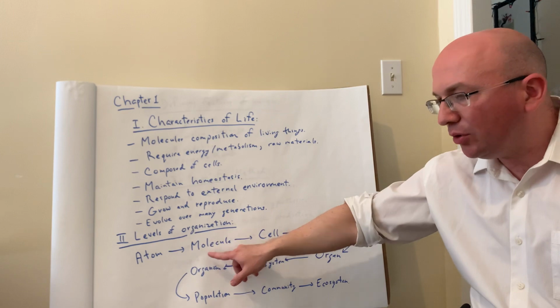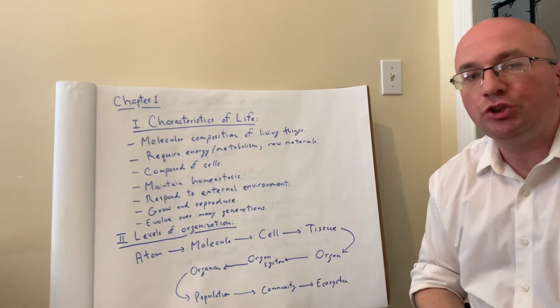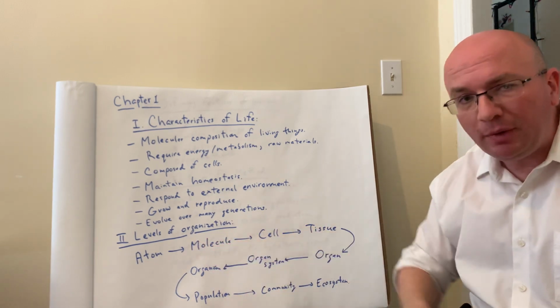Now that we have a molecule. Then we combine carbon, oxygen, other elements, we get glucose, a sugar molecule, right? There are many different atoms, and there are many different kinds of molecules.